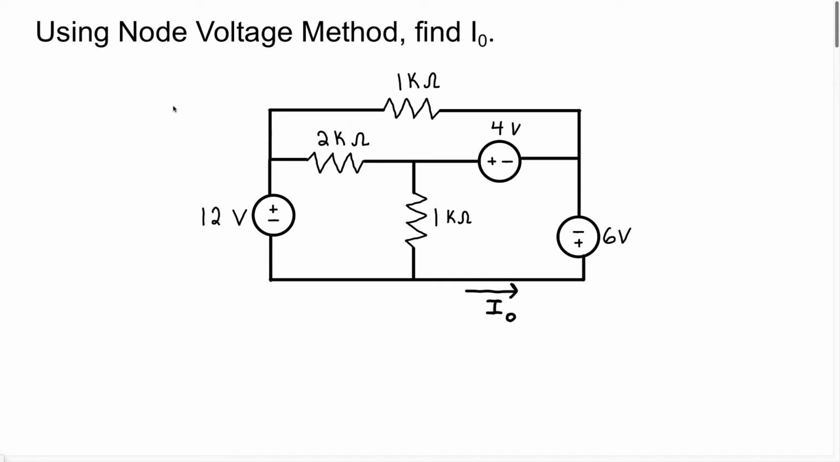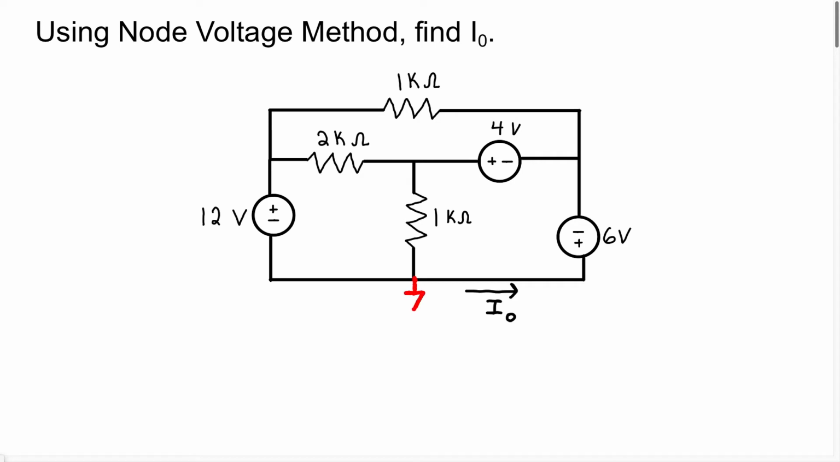In this video, we're going to use the node voltage method to find the current I/O, which is the current flowing through this 6-volt source. The first thing we're going to do is identify all of our essential nodes, and choose one of those essential nodes to be our reference node. I know this is an essential node right here, and I'm going to choose this node to be our reference node.